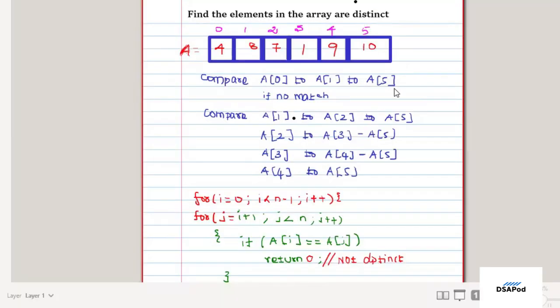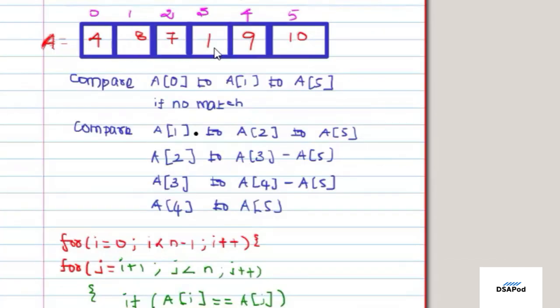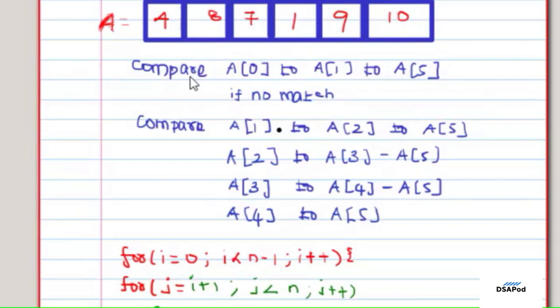The slide shows an example of finding whether the elements in the array are unique or not. An array is given with elements like 4, 8, 7, 1, 9, and 10, whereas the indices are given as 0, 1, 2, 3, 4, and 5. The idea behind finding whether the array elements are distinct or not is by comparing the first element with the remaining n minus 1 elements. If there is no match, then the process will be continued.